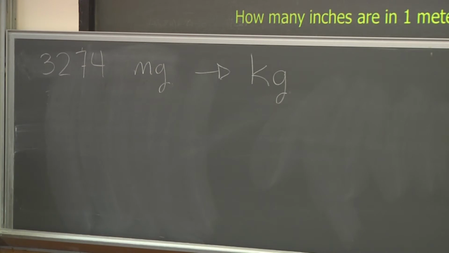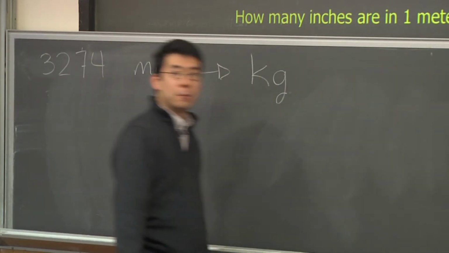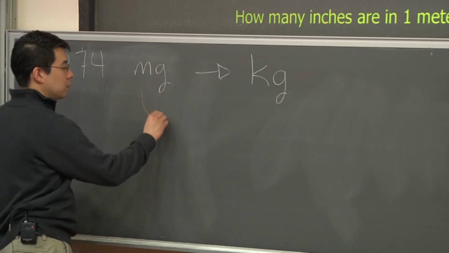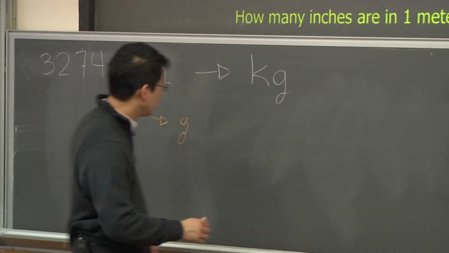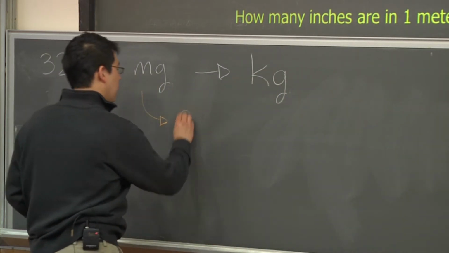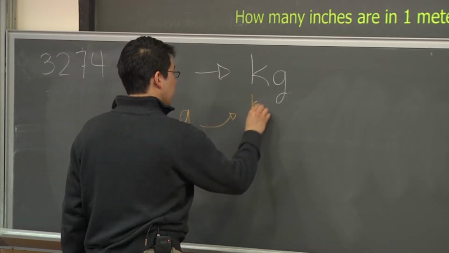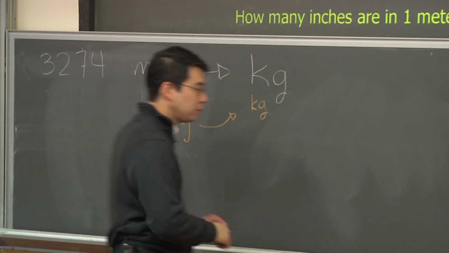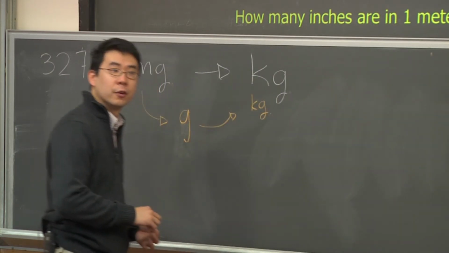So what can we do? We can go first from milligrams to grams. Milligrams to grams. And then from grams over to kilograms. Can somebody tell me what the conversion factors are, or what the equivalencies are?